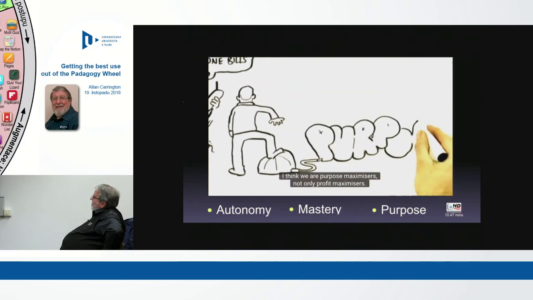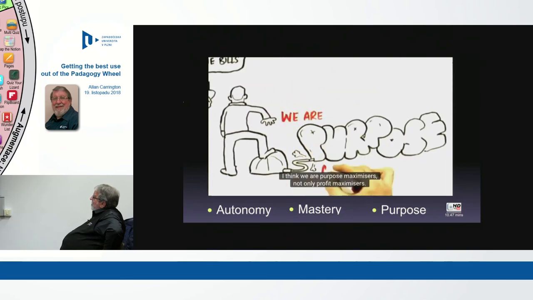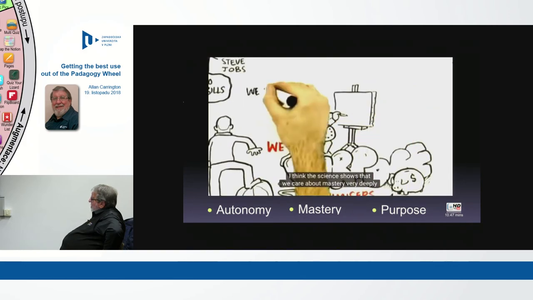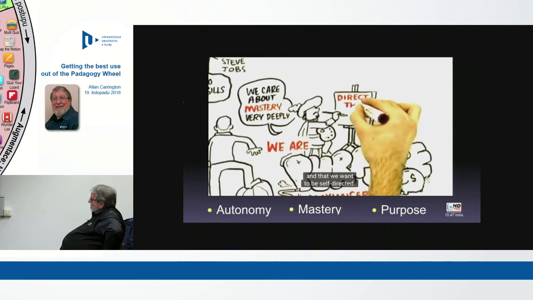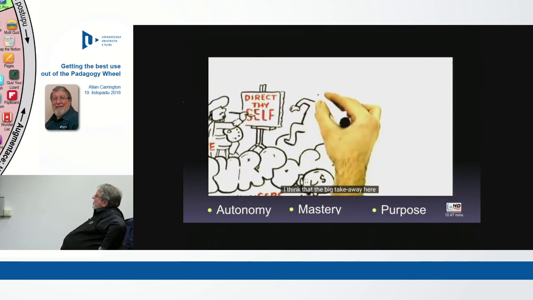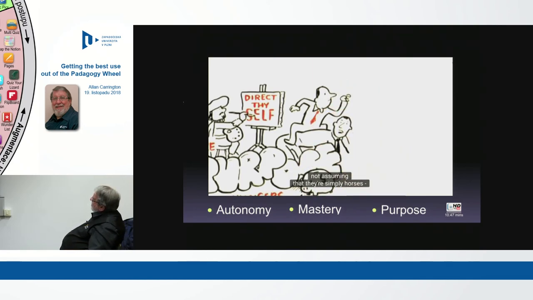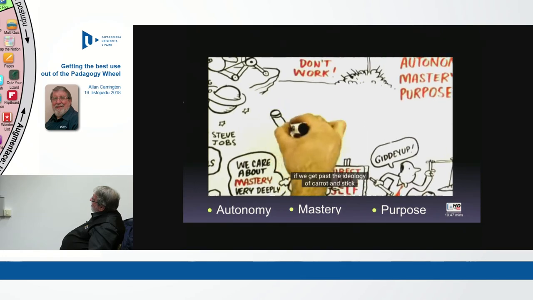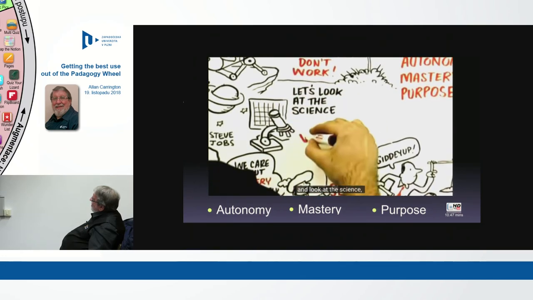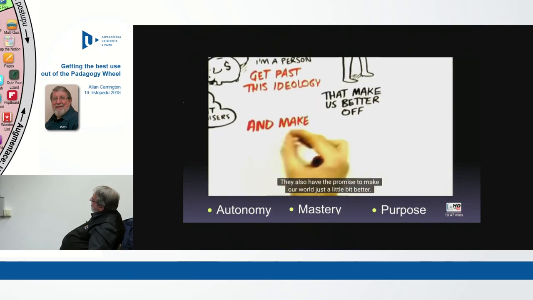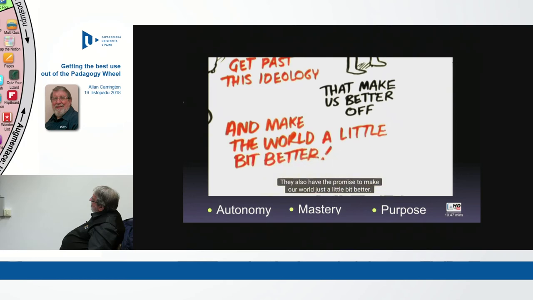So I think that we are purpose maximizers, not only profit maximizers. I think the science shows that we care about mastery very, very deeply, and the science shows that we want to be self-directed. And I think that the big takeaway here is that if we start treating people like people and not assuming that they're simply horses, you know, slower, smaller, better-smelling horses, if we get past this ideology of carrots and sticks and look at the science, I think we can actually build organizations and work lives that make us better off, but I also think they have the promise to make our world just a little bit better.